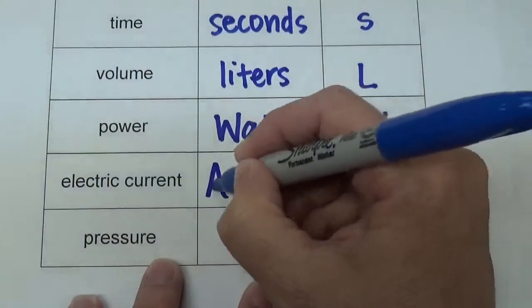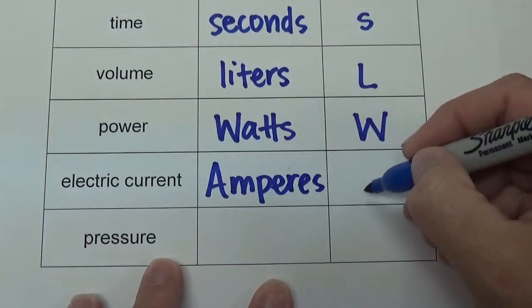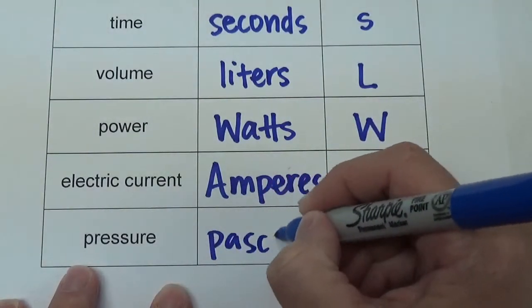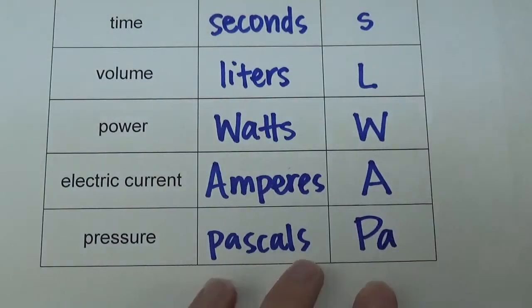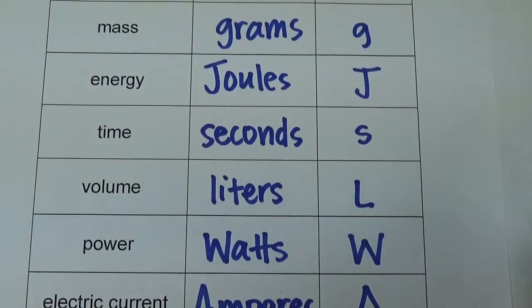Electric current is measured in amperes, which we also call amps, and it's abbreviated with a capital A. And then pressure is measured in pascals, which is abbreviated with a capital P and a lowercase a. These letters that you see over here are the ones that will plug in for the unit portion of the metric conversion scale. You will see all these base units by themselves, but you will also see them with a metric prefix. Just like a prefix to a word, the metric prefix goes before the base unit.